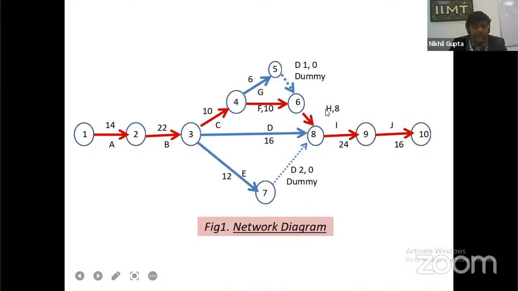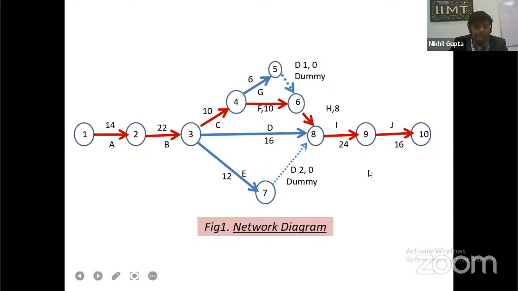Here, activity H follows activity F and activity G. Because G finishes here while F is going forward, to complete this network we use a dummy activity, D1. It takes 0, meaning it does not consume any time. Similarly, at event 7, activity E is completed here. To complete this network we use dummy activity number 2, D2. It also takes time 0.